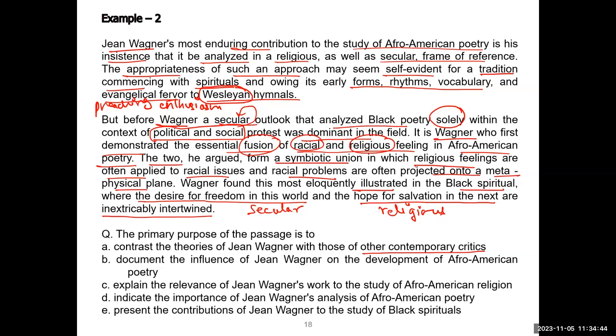What information will you need? Are there other contemporary critics? If there are other contemporary critics, what are their theories? And then you will have to contrast their theories with the theories of John Wagner. Because this option will require information from outside the passage, we can say it is overstating the main idea, even though it does not use an extreme word.